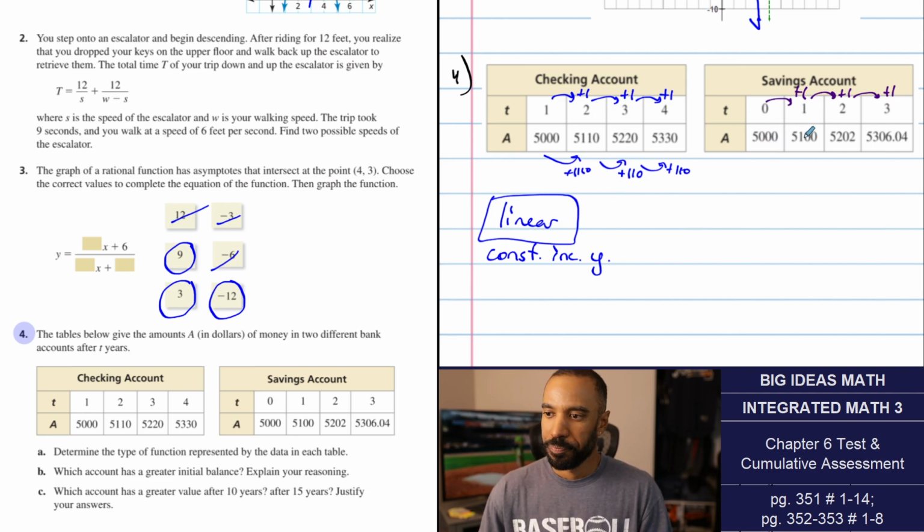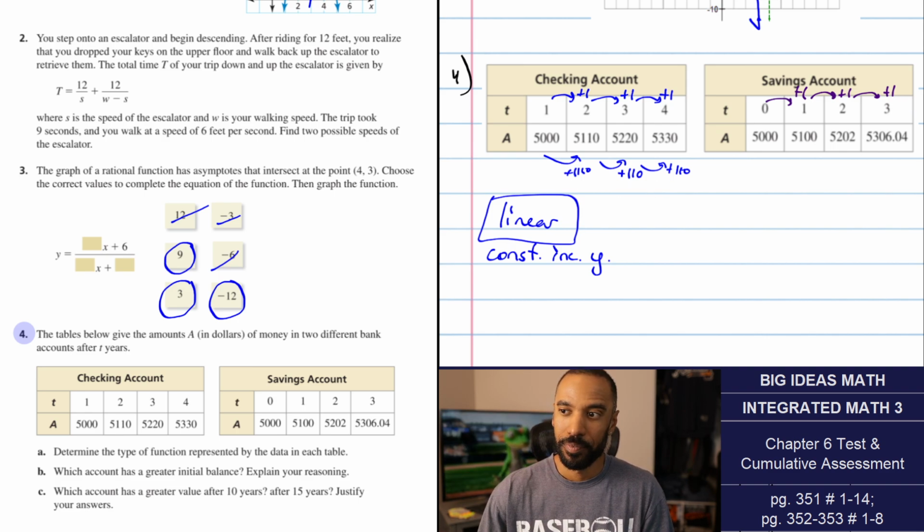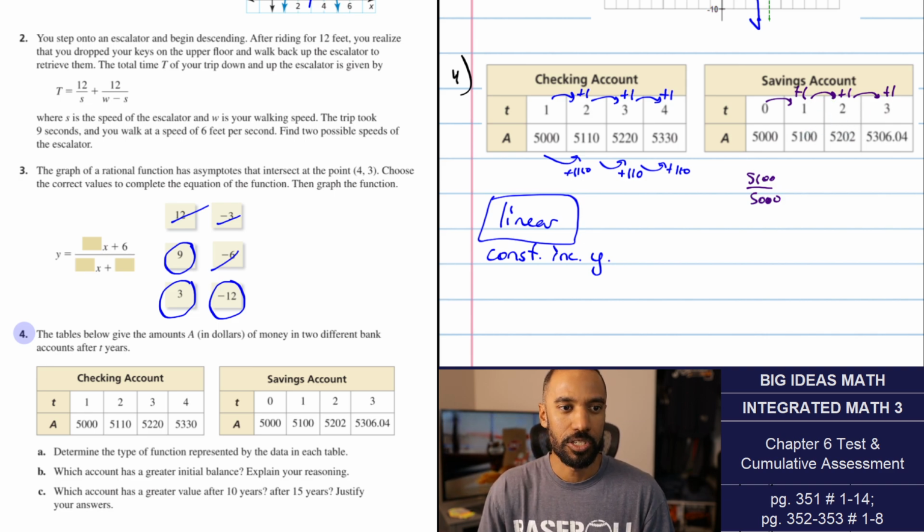As x increases by 1, y increases by a constant amount. This one here is not linear. We add 100, then we add 102, and then we add 104.04. That's quite different. Now, what is that one? Well, you can do 5100 divided by 5000, and you're going to see it's the same thing as 5202 divided by 5100, etc. This is an exponential function.